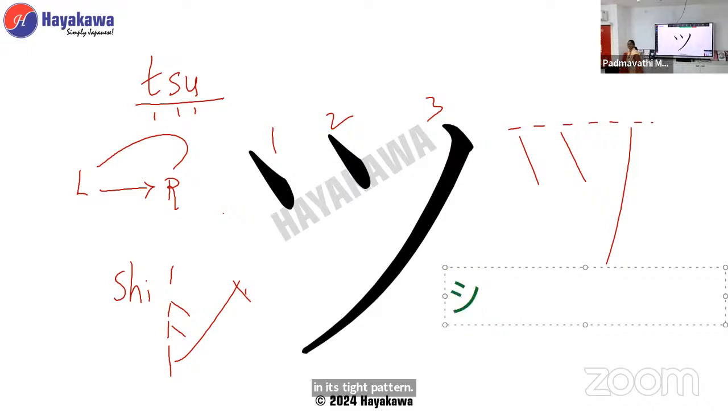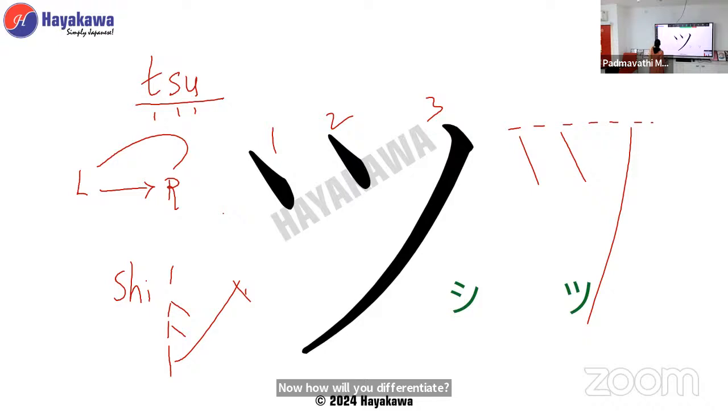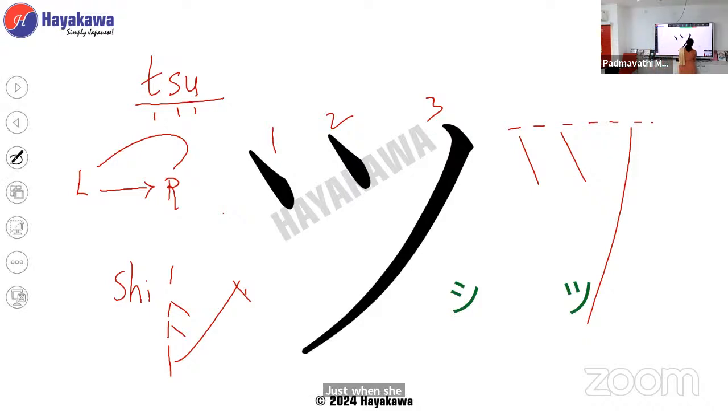Now how will you differentiate? Which is a shi and which is a tsu? The first one is shi. The second one is tsu.